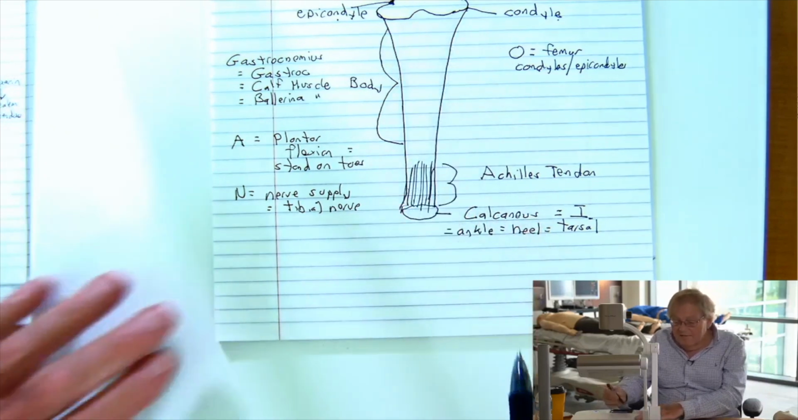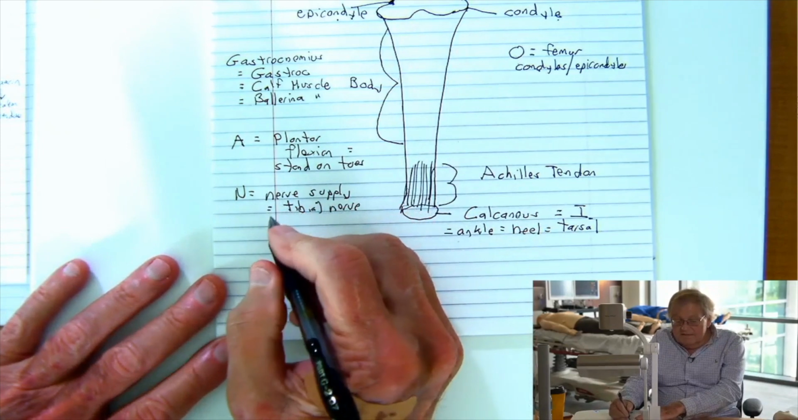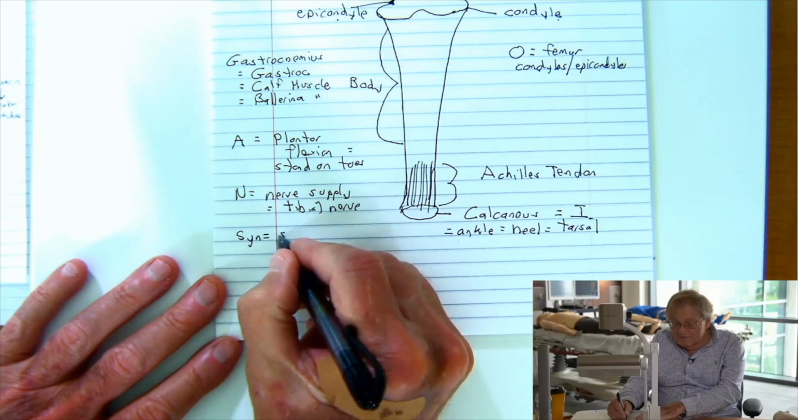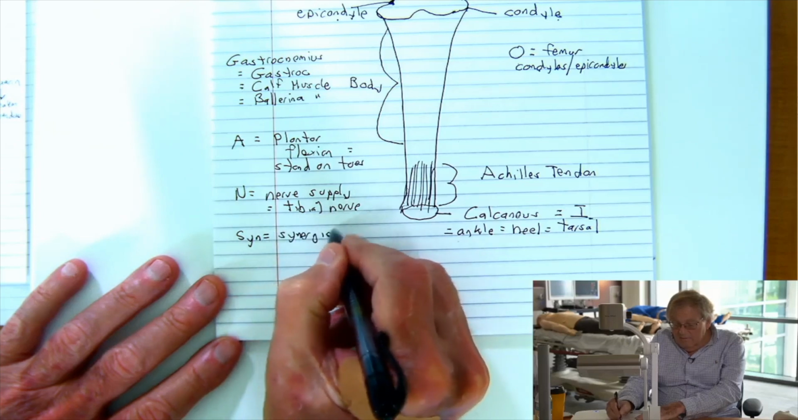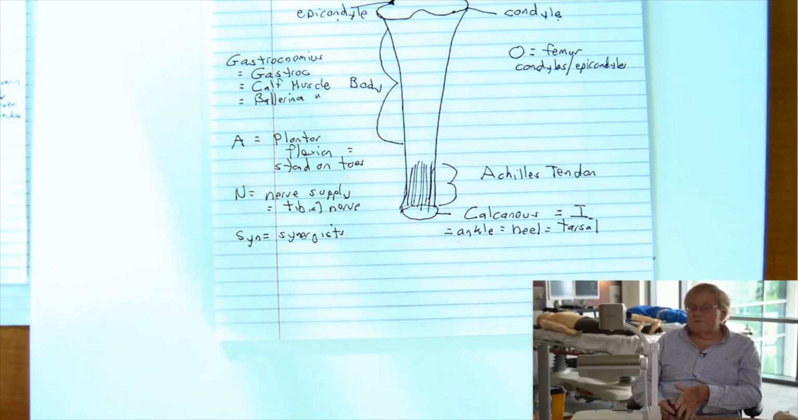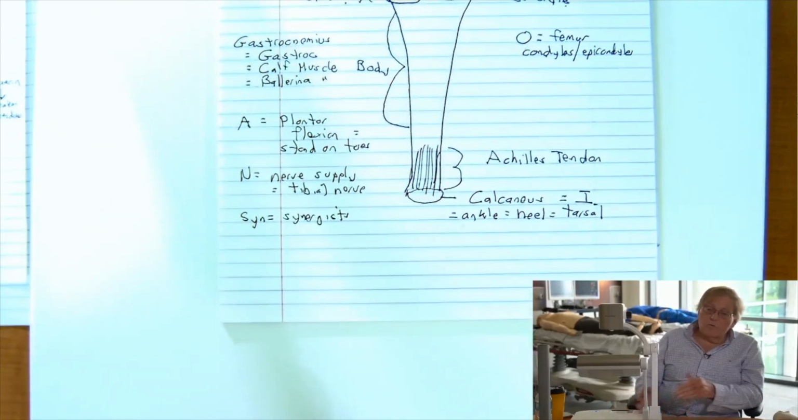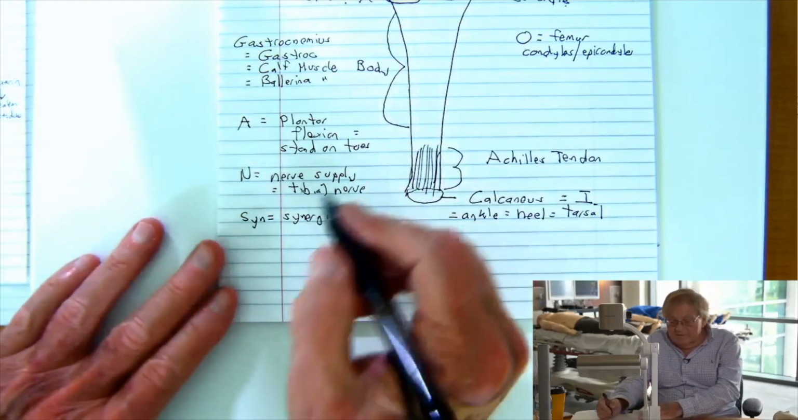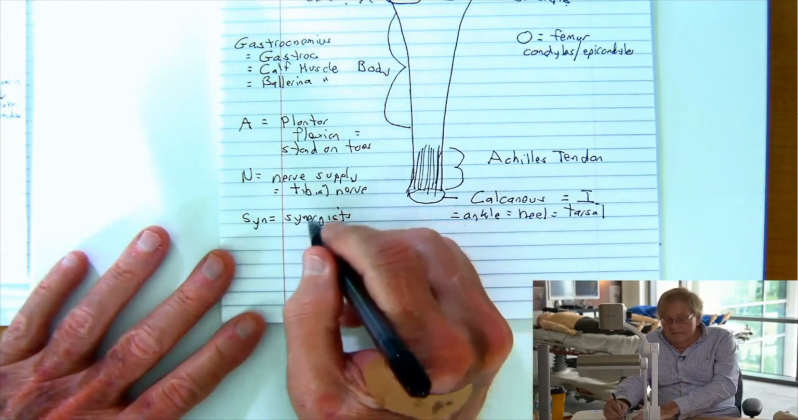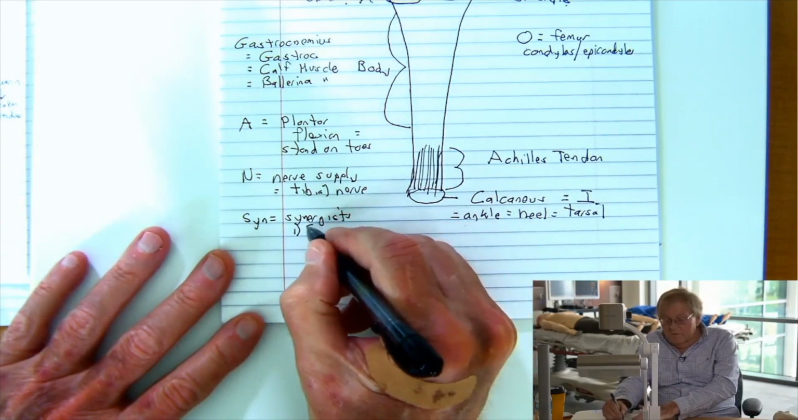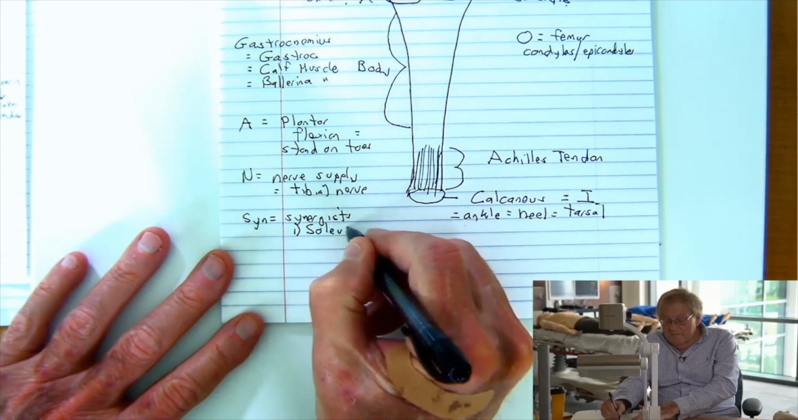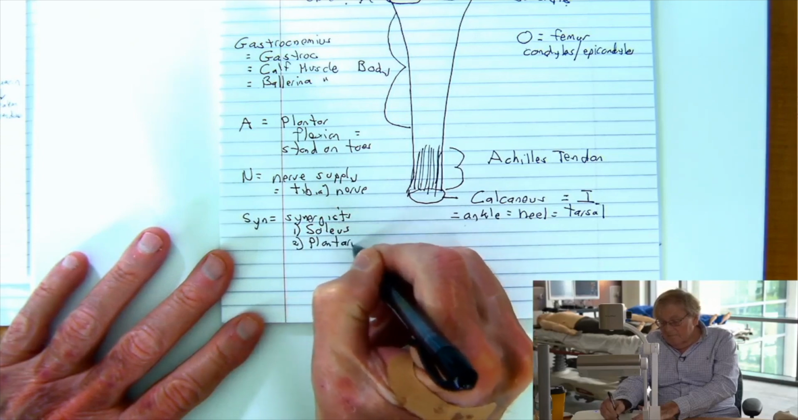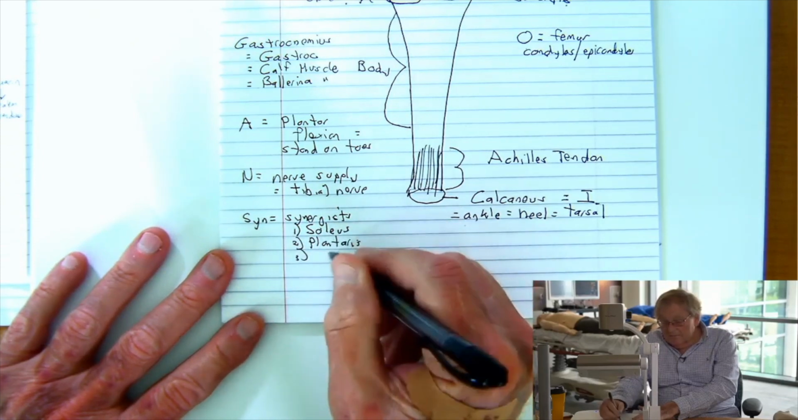And then I've got to have, remember I talked about things called synergists. S-Y-N, remember, is synergists. Synergists are muscles that work with the main muscle. So the synergists of this muscle are going to be muscles sitting right behind it. And that's going to be three muscles called the soleus and the plantaris and the tibialis posterior.